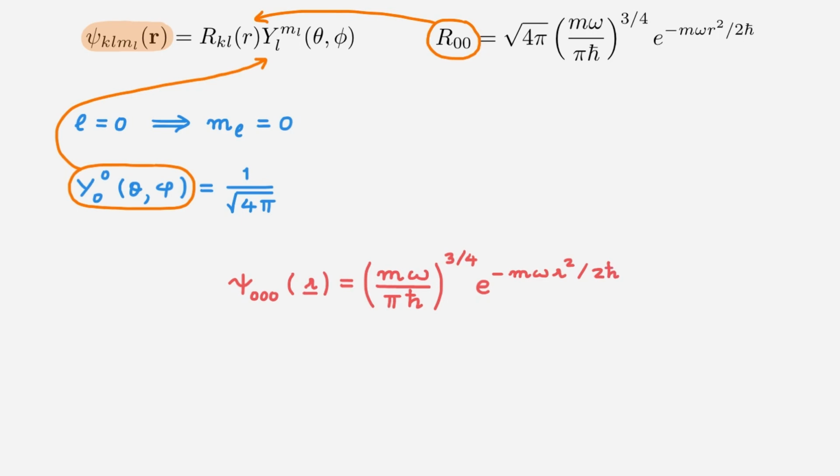The ground state is non-degenerate, so this eigenfunction is unique. And indeed, if you compare this with the ground state that we got in the other video where we solved this problem in Cartesian coordinates, then you will be able to confirm that we got the exact same eigenfunction.